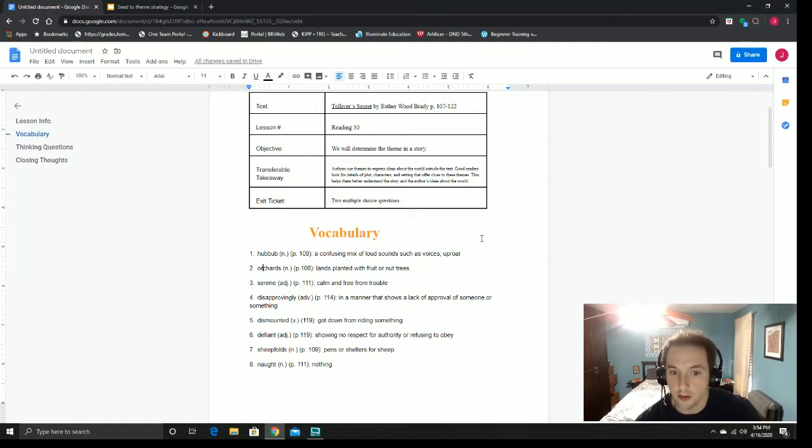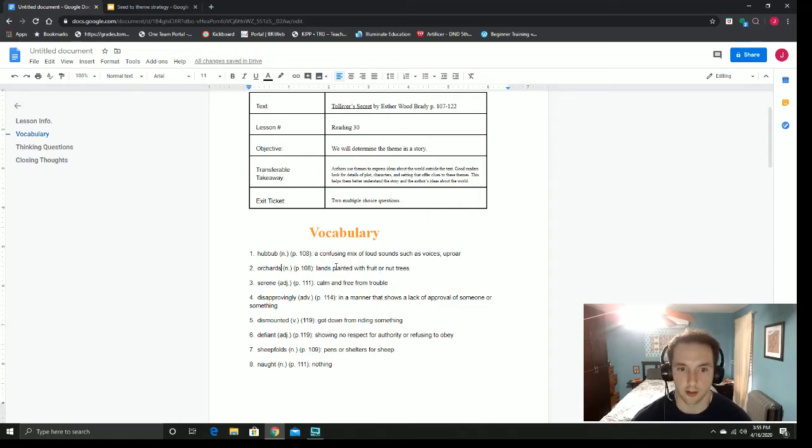Okay. Second word is orchards. It's lands planted with fruit or nut trees. When we went to Lynn Villa Orchards, that's where there were lots of trees planted that you could pick fruit from, and mostly fruit or nuts that hang from trees.